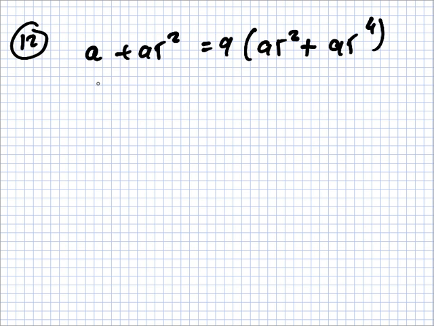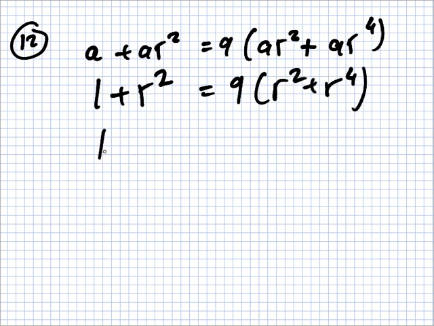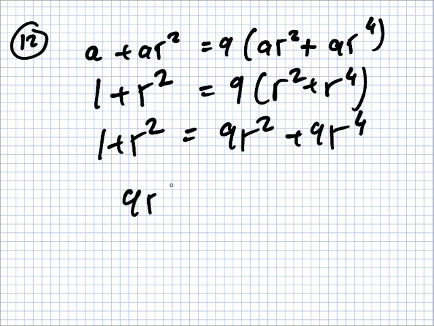So I get 1 plus R squared equals 9 times R squared plus R to the 4. So 9R to the 4 plus 8R squared minus 1 equals 0. I hope you can see that this is actually quadratic. But what's the variable? It's not R, it's R squared. Is it quadratic with factors?